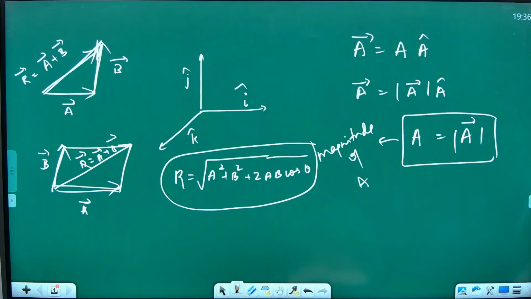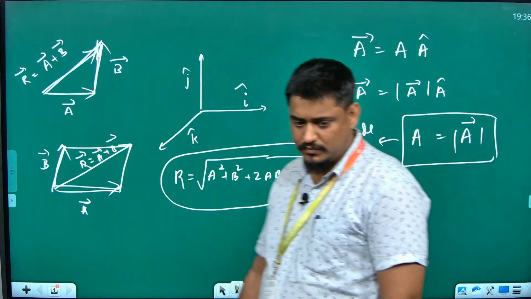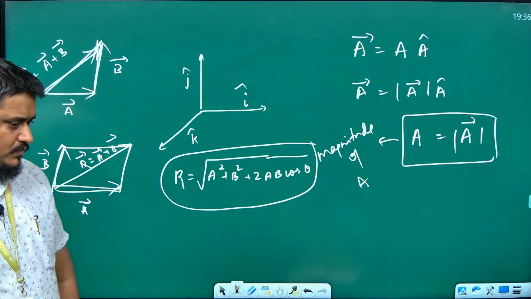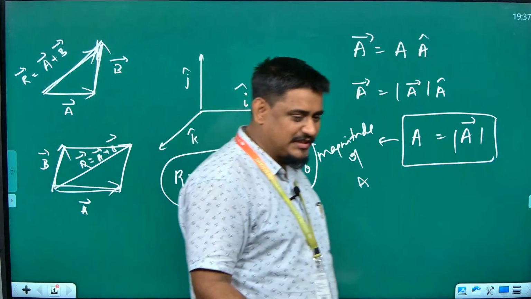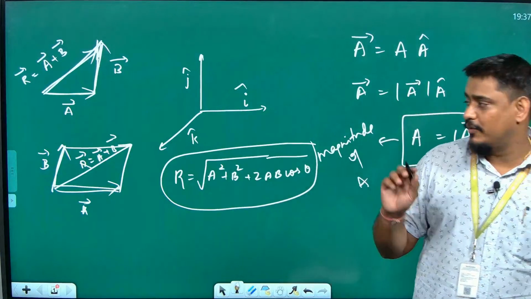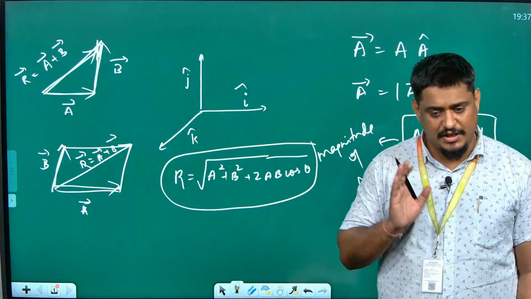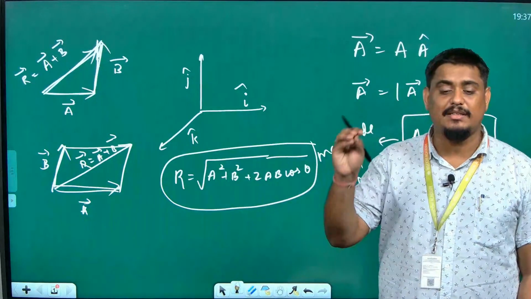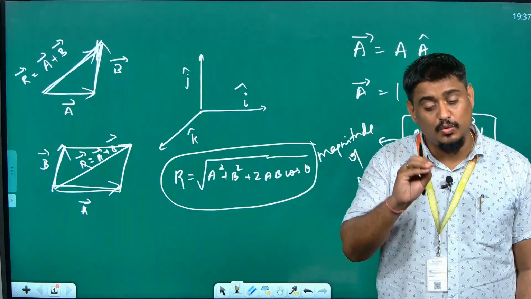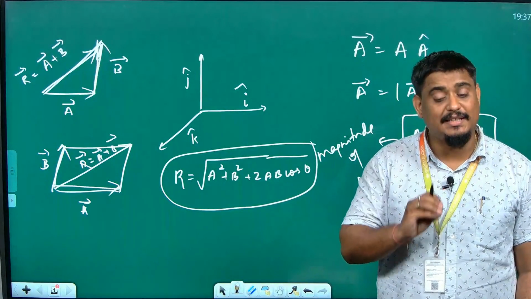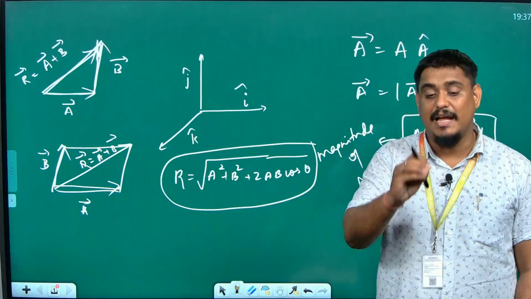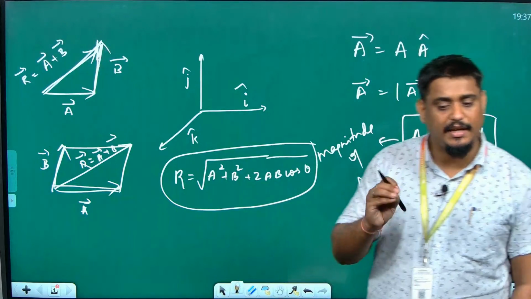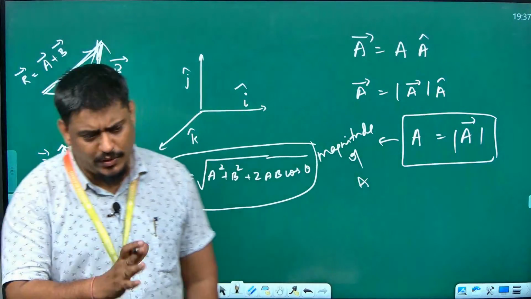Sir, can we define the parallelogram law as the sum of adjacent sides, the diagonal gives the result? That is not a good way of writing. If the question is to define the parallelogram law of vector addition, then you should write that the two vectors that have to be added, if they are placed on two adjacent sides of a parallelogram in such a way that they are starting or terminating at the same point, then the diagonal of the parallelogram gives the resultant A vector plus B vector. That is a good way of writing to get marks.